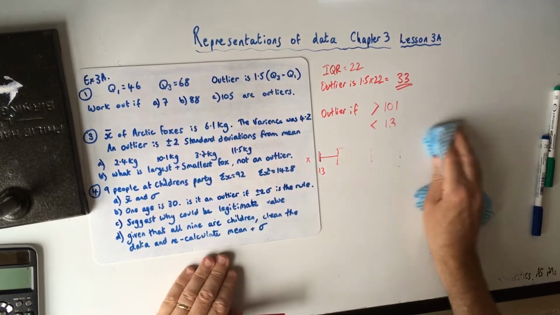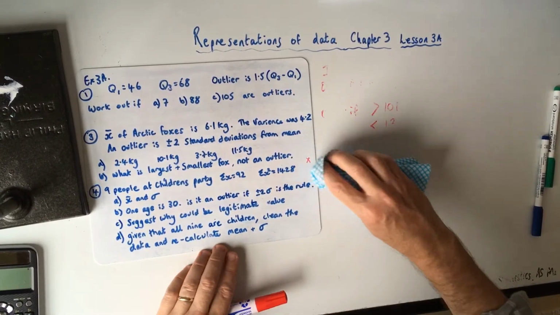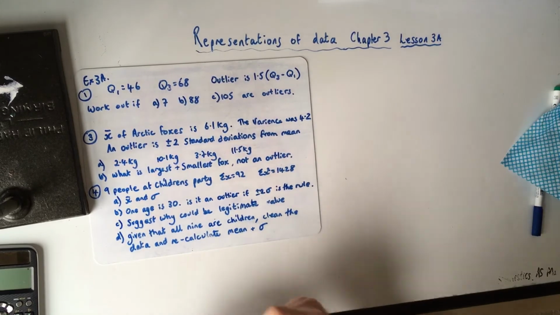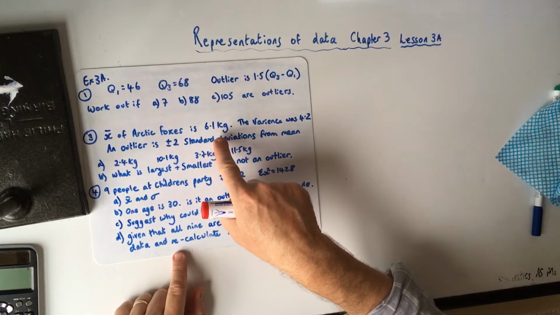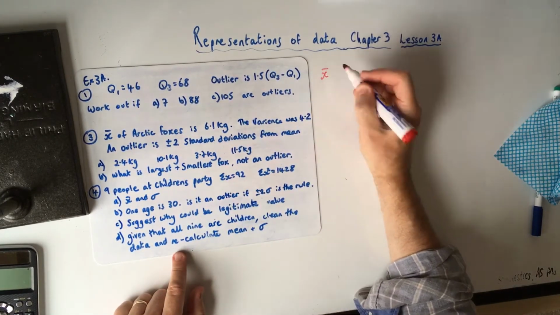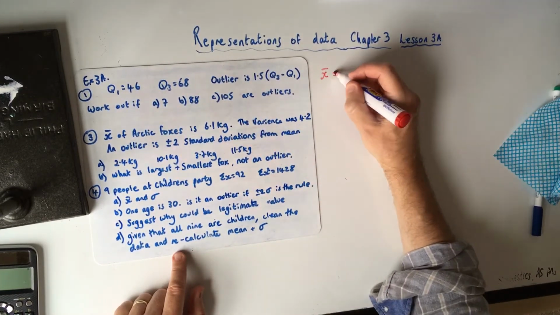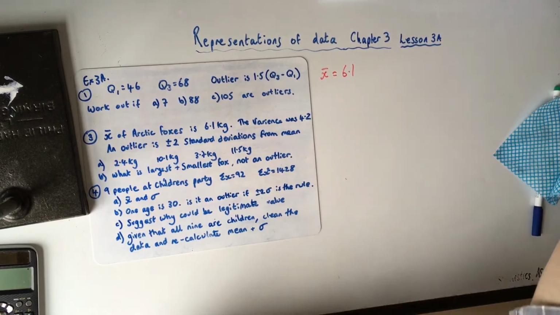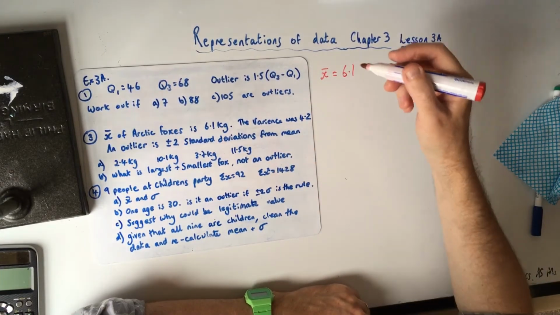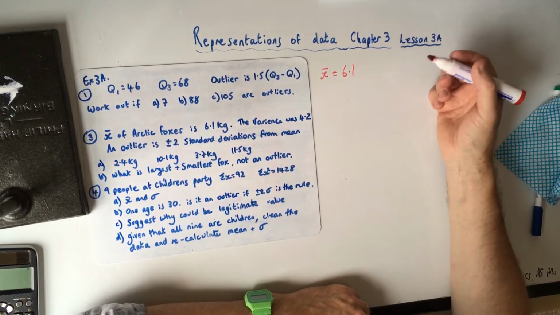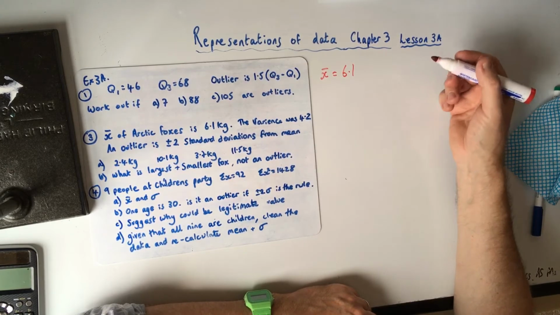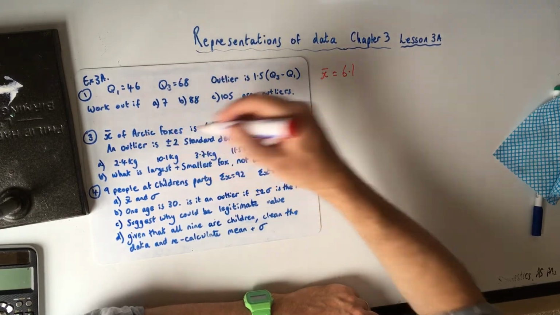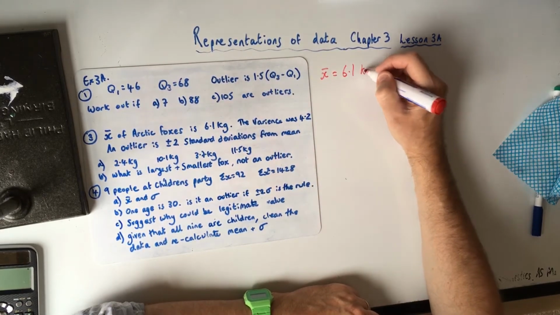Okay, that makes sense. The next one is about Arctic foxes, and it gives you the mean, using a symbol. In the book it talks about the masses of the Arctic foxes and doesn't use symbols, it just uses words, but I've changed it to be quicker. So the mean is 6.1 kilograms.